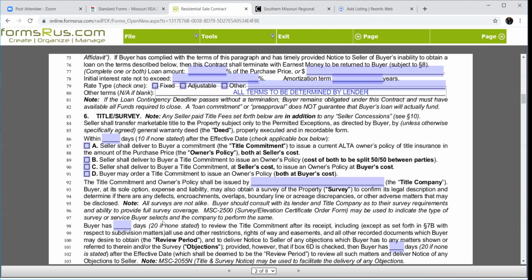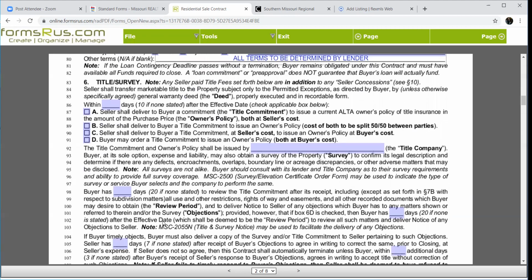Title and survey. Typically, seller does a title search and sends that to the buyer that it's all clean, and then the buyer pays for title insurance in case something is missed. That's what I call the standard way of going about it. This contract allows for 4 different ways for that to happen. Within 10 days of the effective date, it says title's going to be delivered. I think 10 days is plenty. Title companies have been pretty on the ball. Make sure you get your paperwork to them immediately. But they've been pretty good about turning those things over.